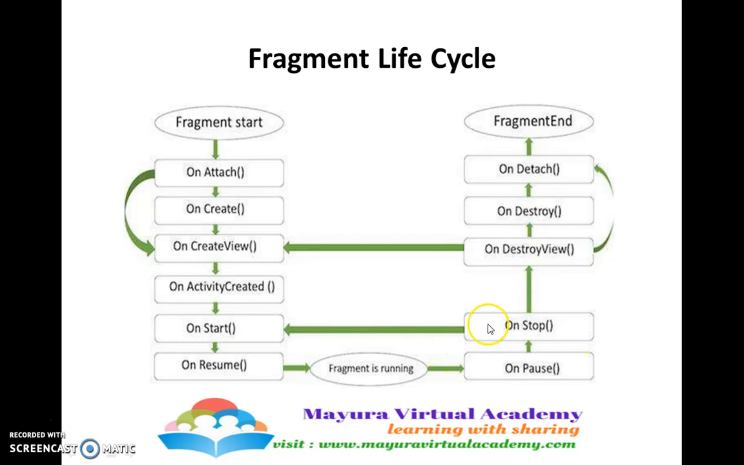Otherwise, the fragment will be stopped and destroyed. In onDestroyView, the view that was created will be destroyed and it will be detached from the activity. So this is the life cycle of the fragment. Even if the fragment is destroyed, the activity can be running in the foreground. As I told earlier, whenever the activity goes into the pause mode, all the fragments that are hosted in the activity will be paused. But whenever a fragment is detached, the activity can still be running in the foreground, because the activity can have multiple fragments on its view.